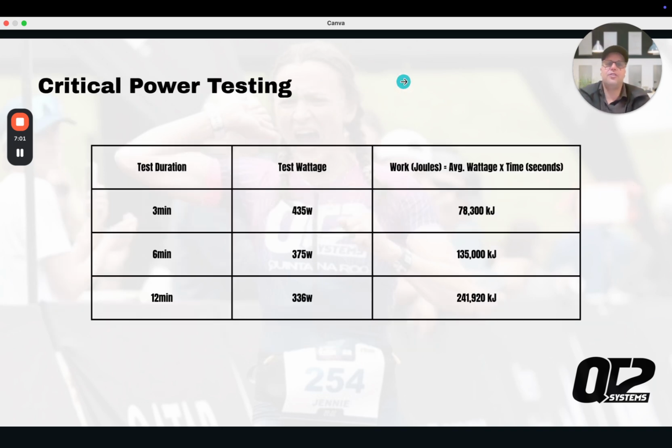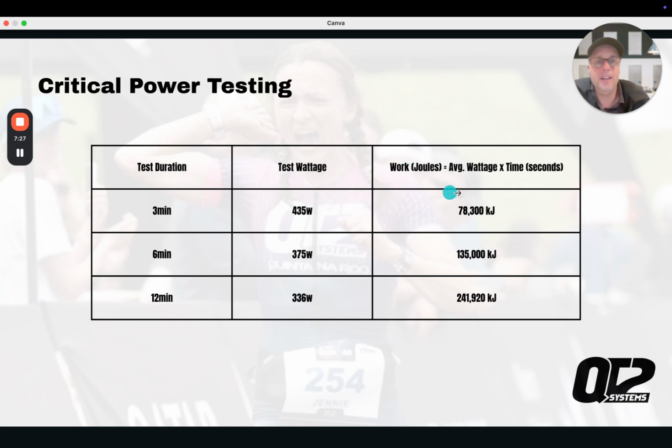All right, so here is a sample data set from a bike test from one of my athletes. The test durations were a 3 minute, a 6 minute, and a 12-minute. The average test wattage for each of these test durations was 435 watts for the 3 minute, 375 watts for the 6 minute, and then 336 watts for the 12-minute.